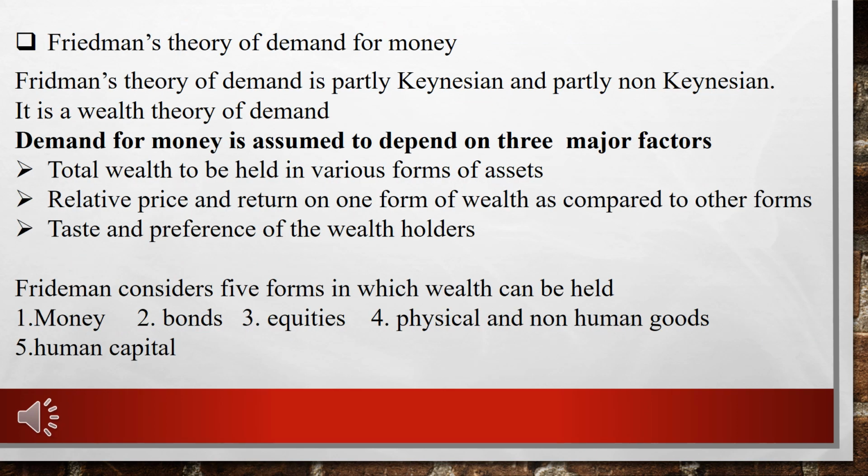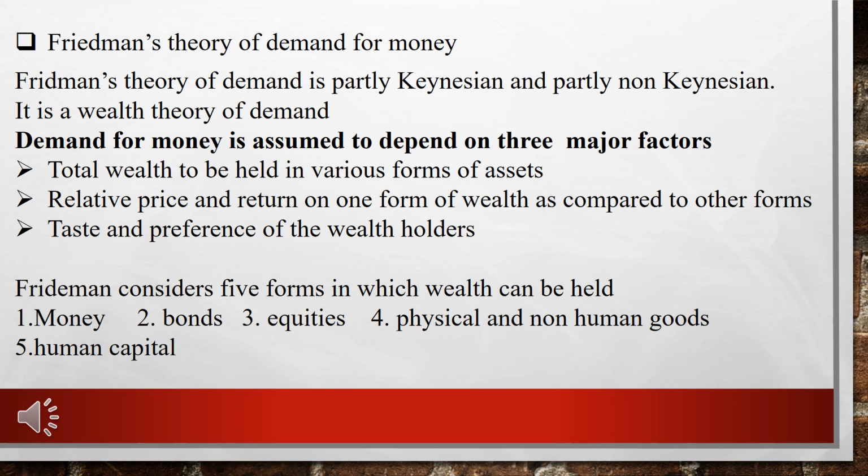Friedman theory of demand for money. Friedman's theory of demand is partially Keynesian and partially non-Keynesian. It is called a wealth theory of demand.